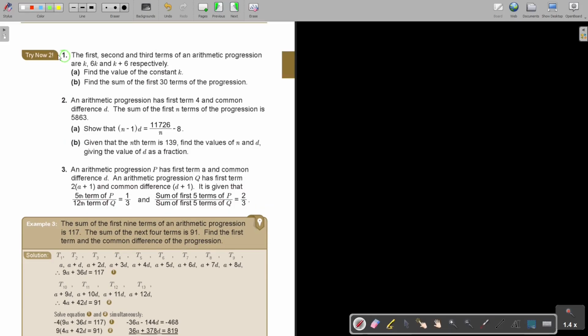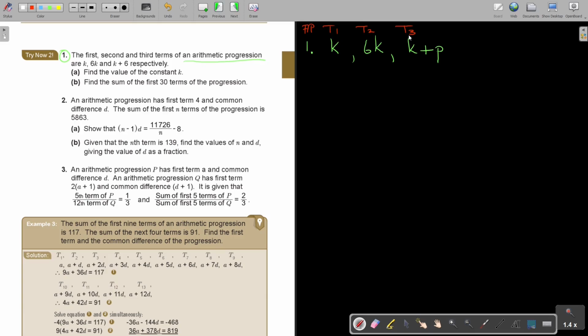Question number 1. The first, the second, and the third terms of an arithmetic progression. Now, I did this as, I'll say, level 2, in the sense that it's now in terms of variables. So it's k, 6k, k plus 6. And now don't forget always to underline. So I know that this is an AP. I know that this is term 1, term 2, term 3. Okay. Find the value of the constant k.